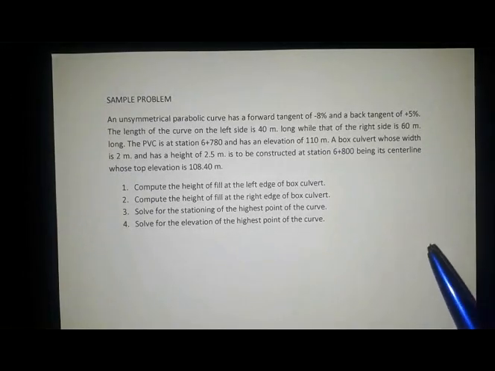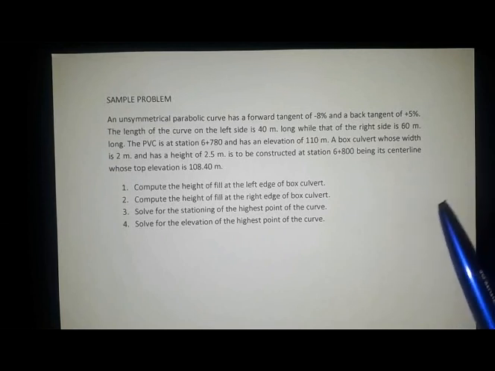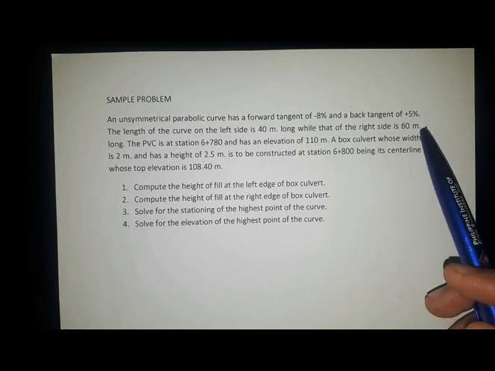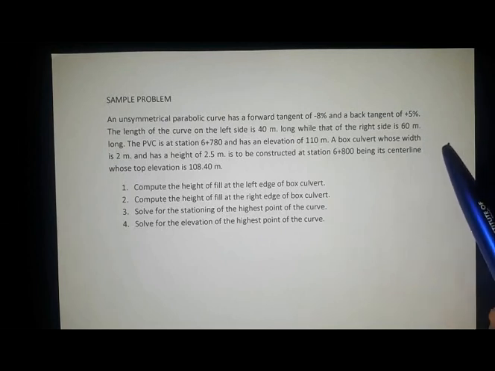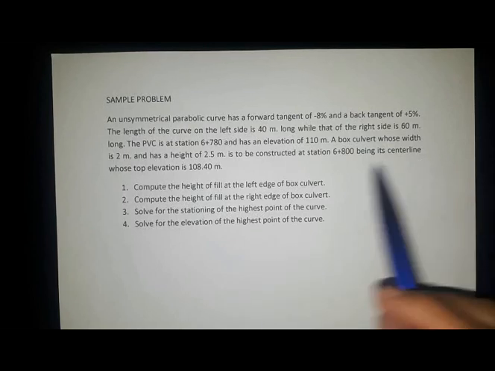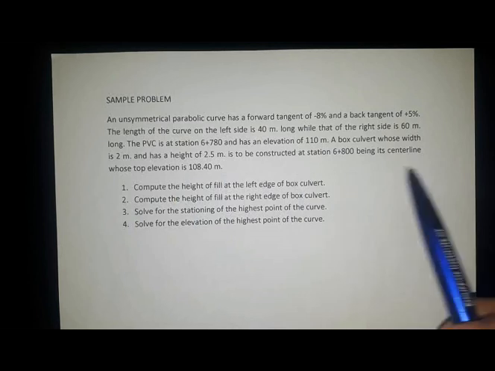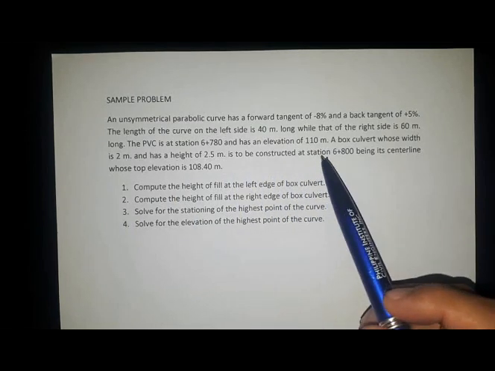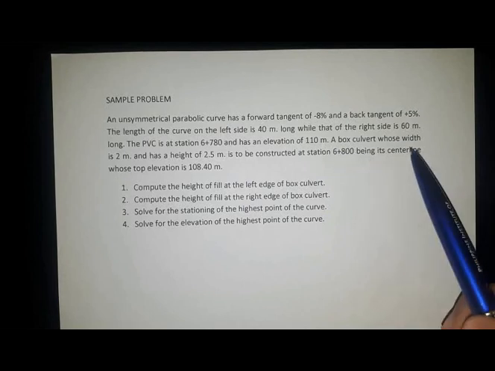An unsymmetrical parabolic curve has a forward tangent of negative 8% and a back tangent of positive 5%. The length of the curve on the left side is 40 meters long, while that of the right side is 60 meters long. The PVC is at station 6 plus 780 and has an elevation of 110 meters.